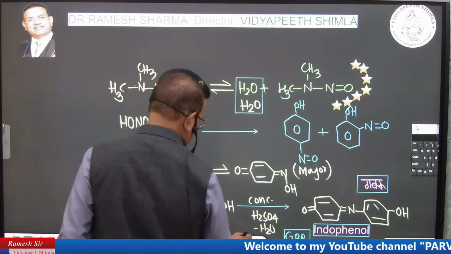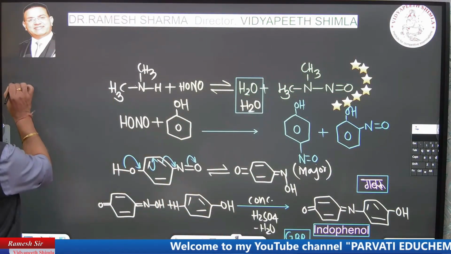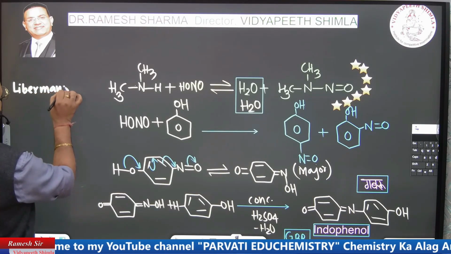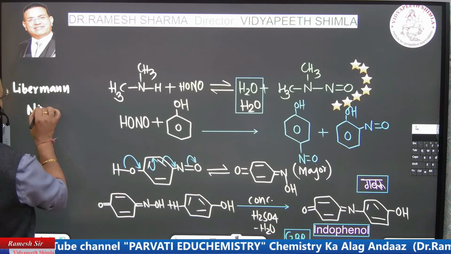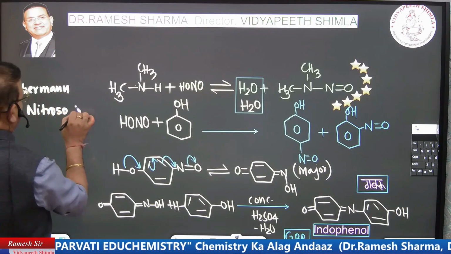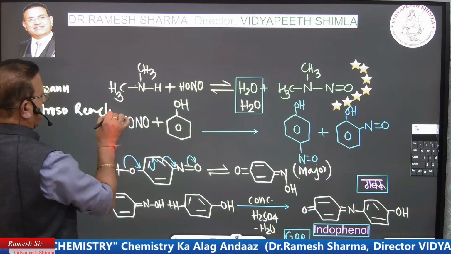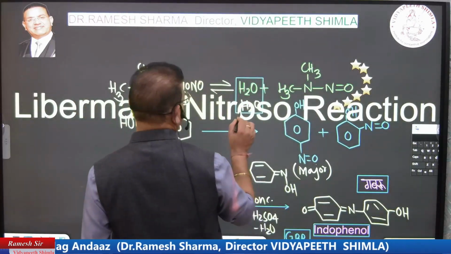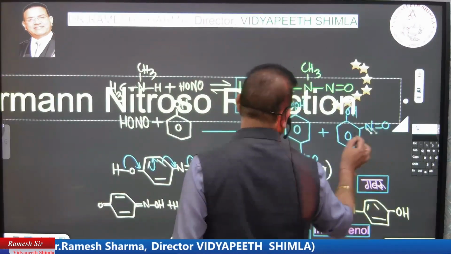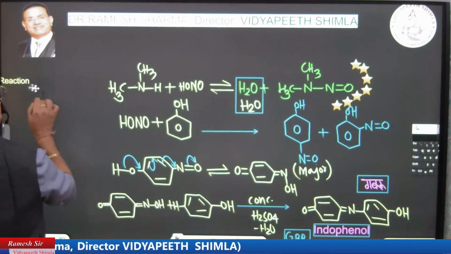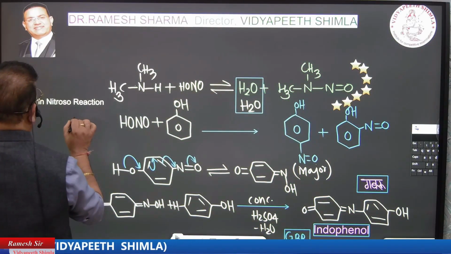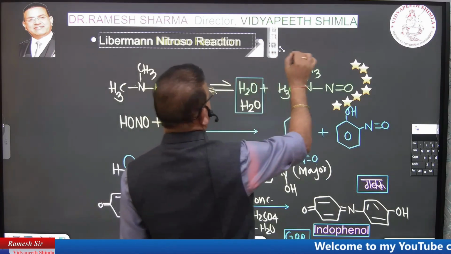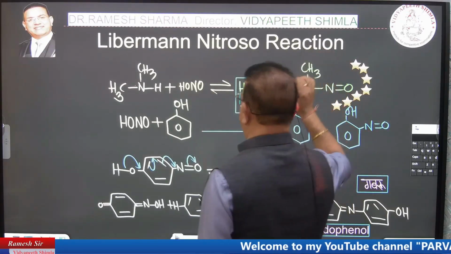This reaction is the characteristic feature of secondary amine and is called Lieberman nitroso reaction, and this is the reaction given by secondary amine only, क्योंकि वहाँ ही रिवर्सिबल था.